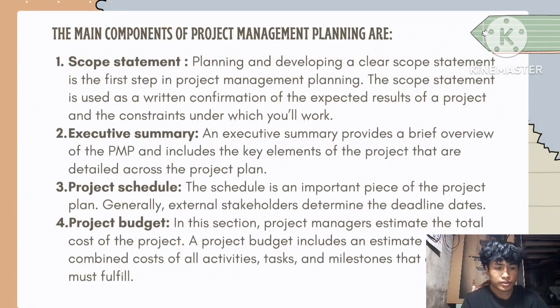These are the main components of the project management plan. First is the scope statement. Planning and developing a clear scope statement is the first step in project management planning.